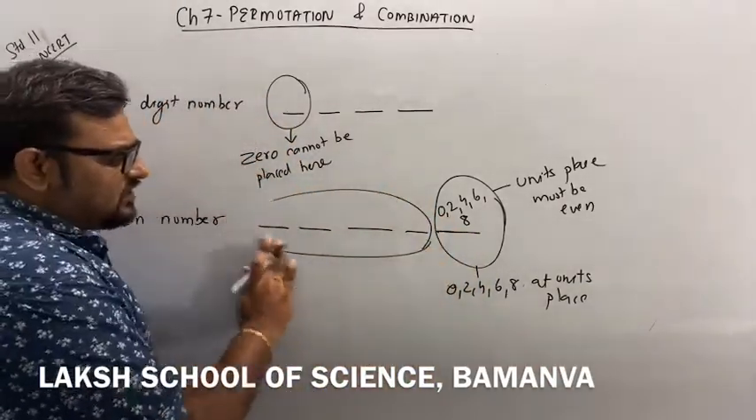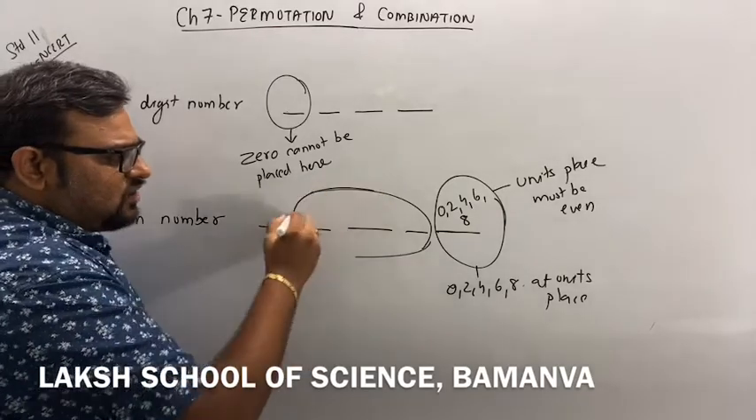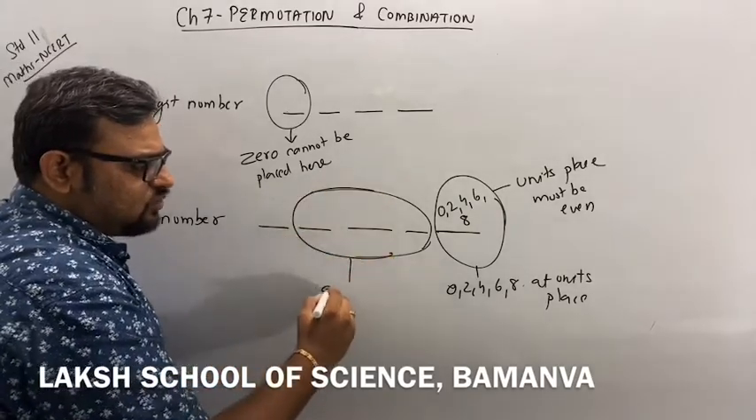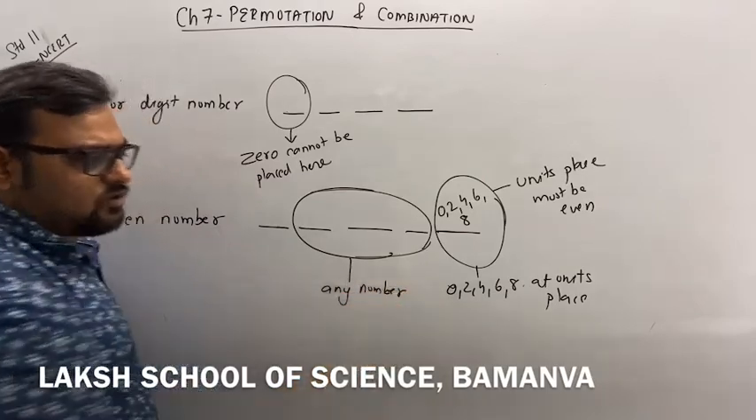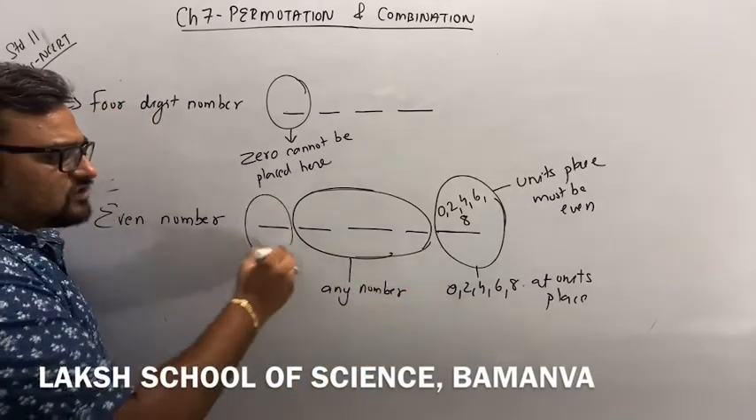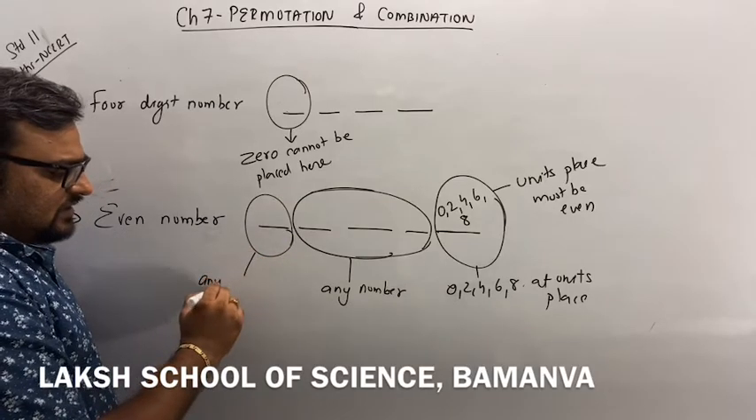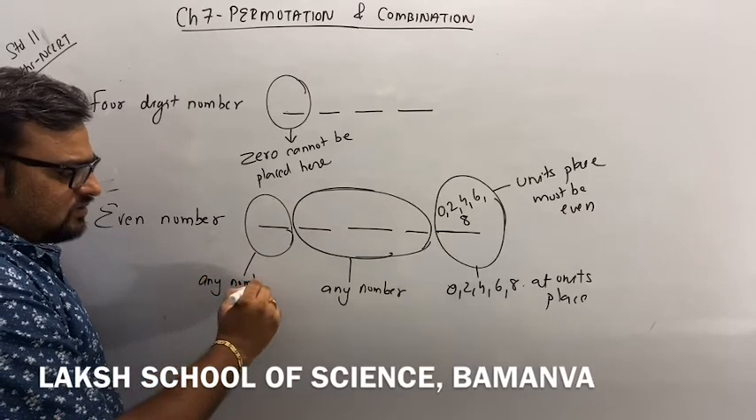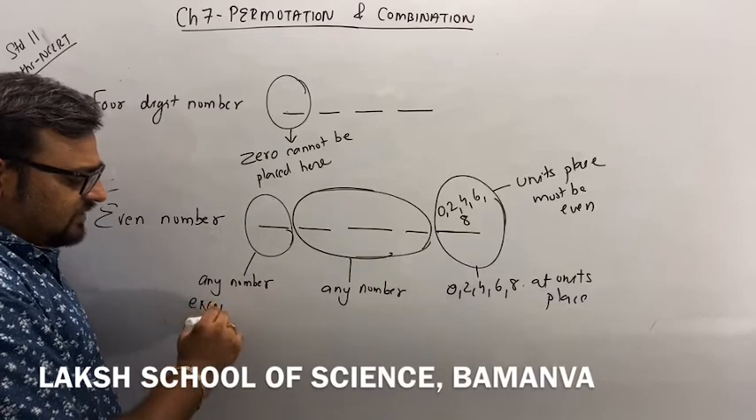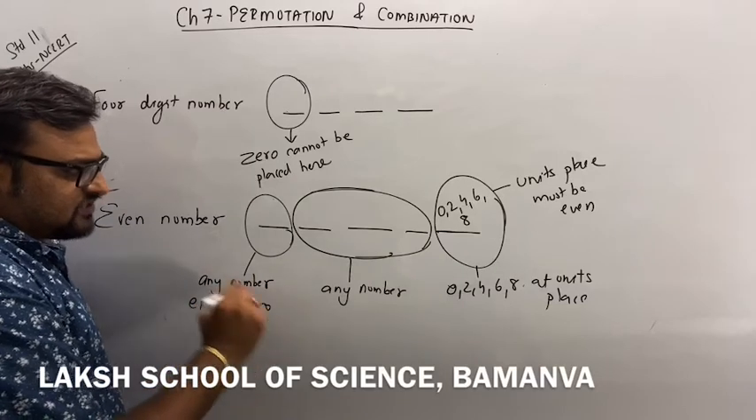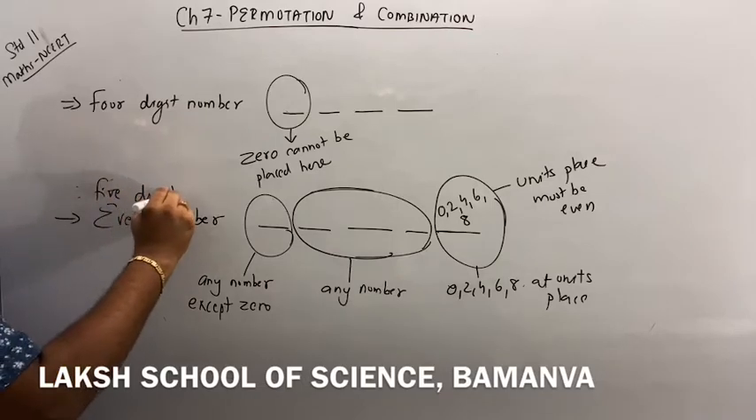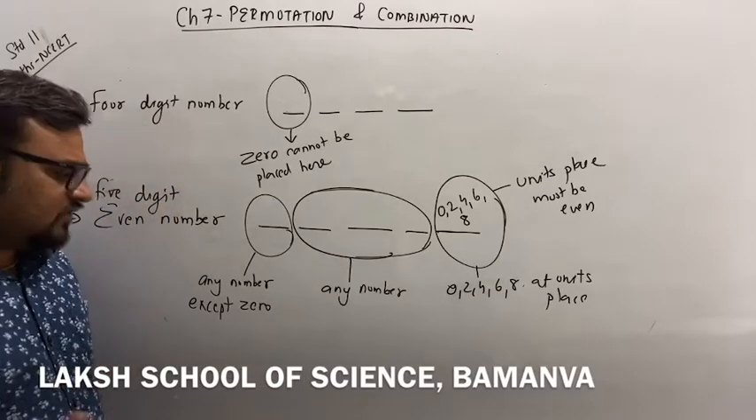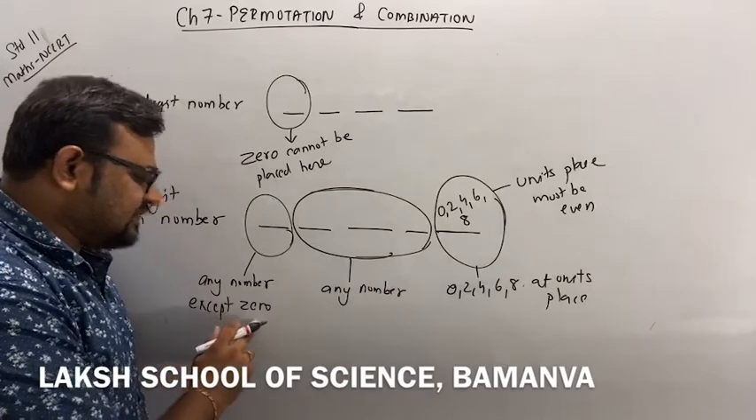At all the rest of the places you can put any number, and at the first place any number except 0. Let's take this is 5 digit. If it is a 5-digit even number, then any number except 0.